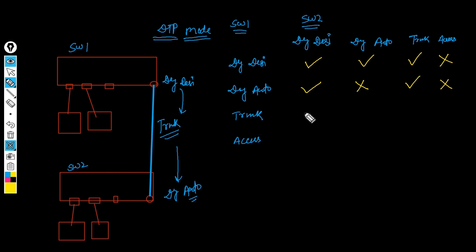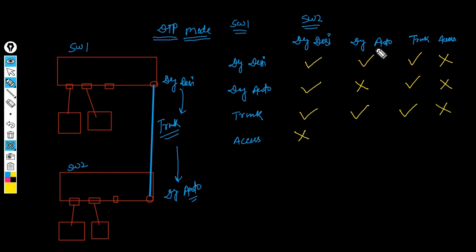Trunk, dynamic desirable, they will form the trunk. Trunk and auto, it is already working as a trunk, it is going to wait. So neighbor is saying form a trunk, it will form the trunk. Trunk, of course, yes, it is trunk. Trunk, access, no trunk here, they will work like an access. Access, dynamic desirable, it will work like an access port only, means no trunk.